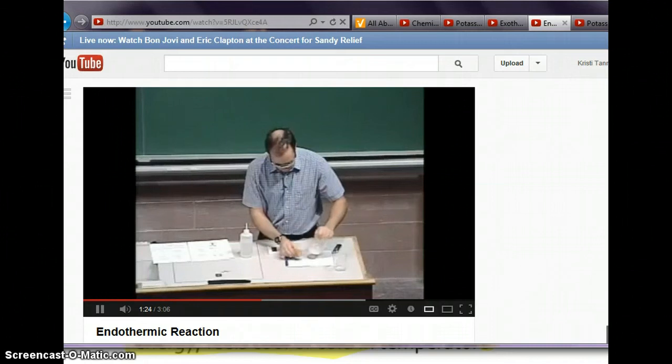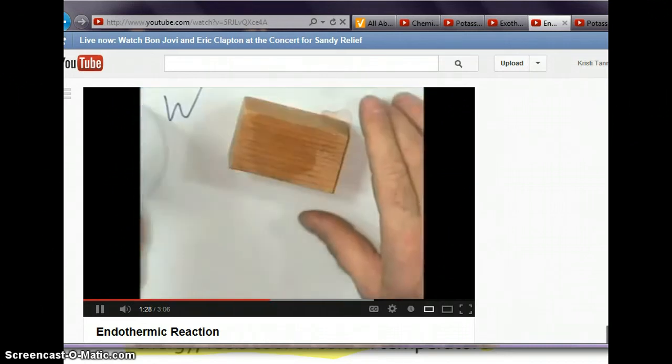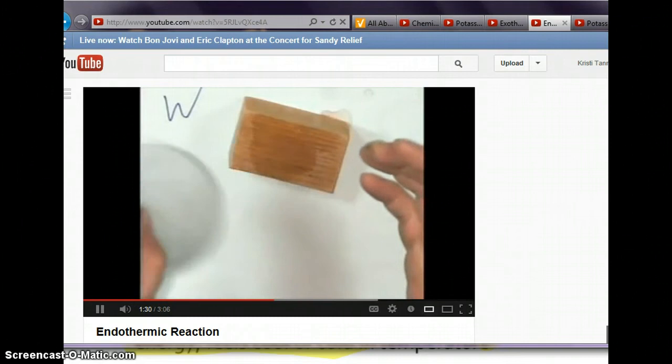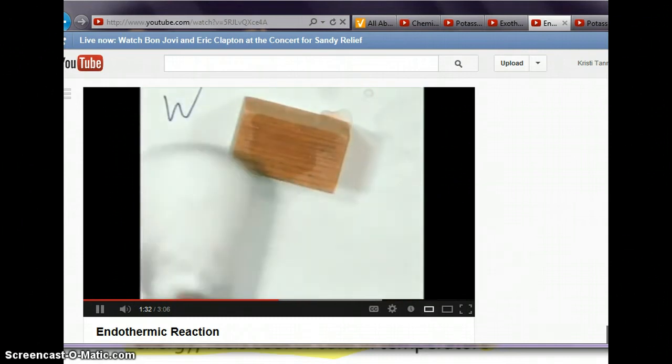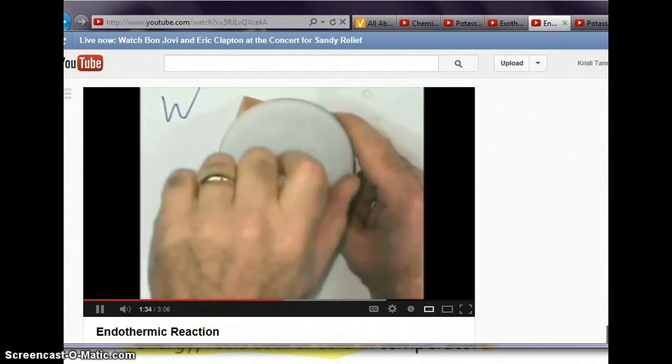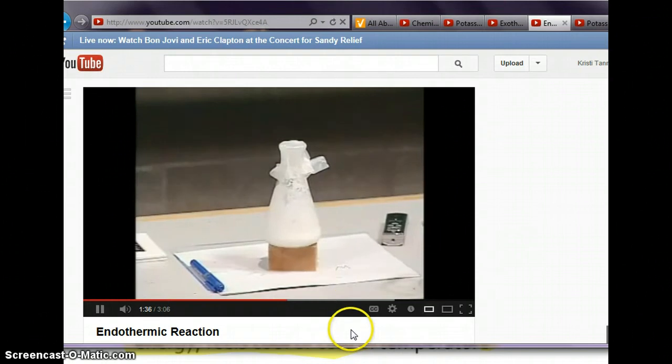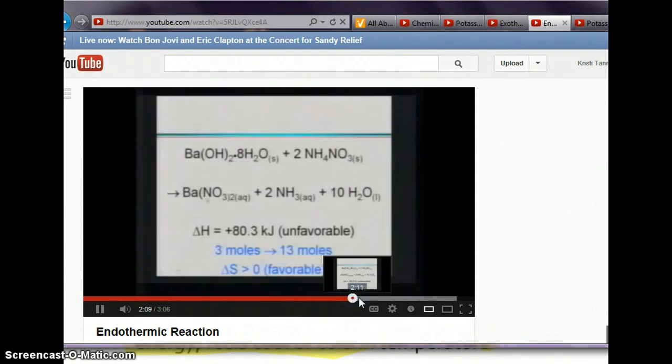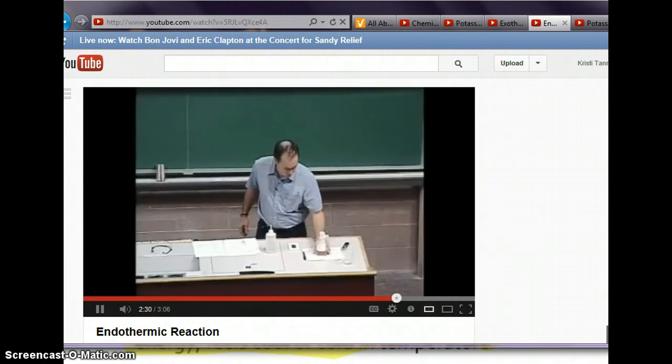Very endothermic. So I've got this little block of wood here with some water on it. I'm going to show you how endothermic it is by putting this, it's all mixed up. It's a nice slurry now with all that water that's been released. I'm going to stick it on that block, and I'll come back to that in a moment. This thing should be getting pretty cold right now.